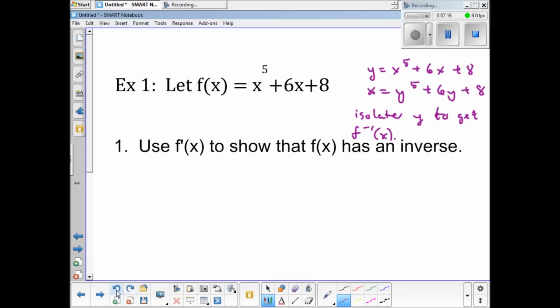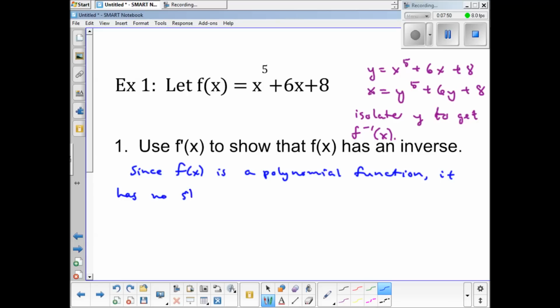Okay, see the problem? So what we really just need to do is make sure that there's an inverse. Doesn't mean we have to find the inverse. So let's look at what we can say here. Since f of x is a polynomial function, it has no sharp turns.